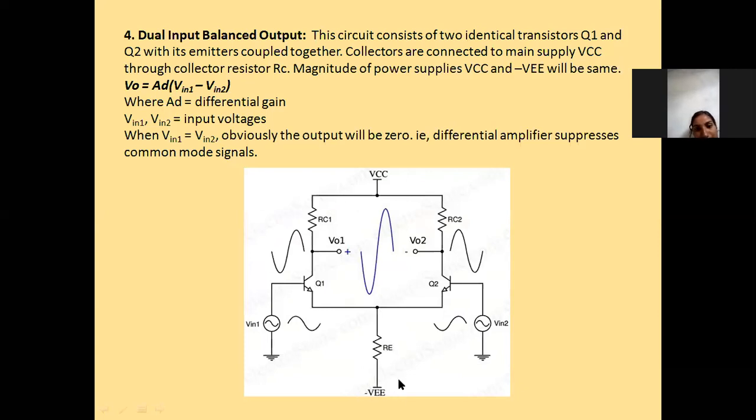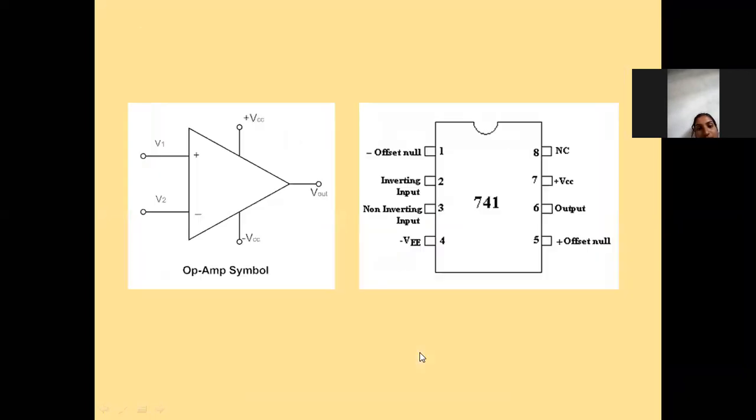Why we are doing so? Because to keep the value of IE of Q1 and to keep the value of IE of Q2 constant, we are connecting this to a common source and we are naming it as VEE, that is voltage applied across emitter of Q1 and across emitter of Q2. Okay.